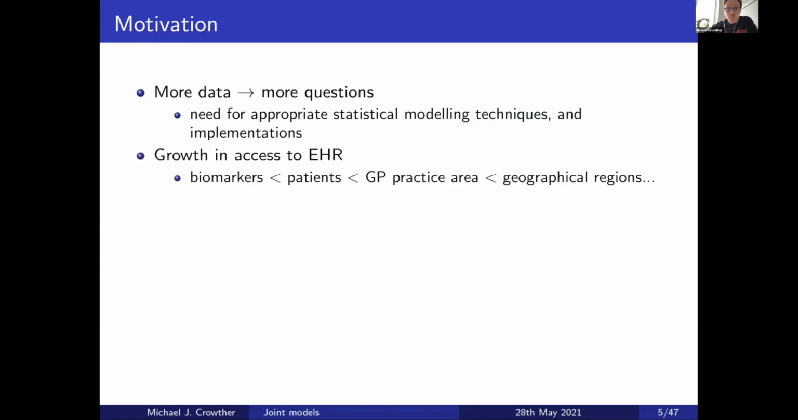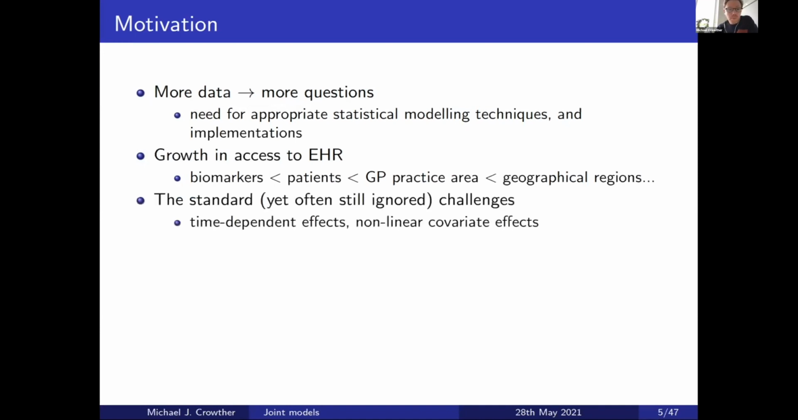There's a huge growth in access to electronic health records, certainly in the UK, where I used to work. Now in Sweden, it's a bit of an epidemiologist's paradise. We have access to biomarkers measured repeatedly on patients. So we have some nesting, we have hierarchical structures. Patients are nested within doctor, GP practice, area, nested within geographical region, etc. So we have hierarchical structures, repeated measures, and lots of different multivariate outcomes.